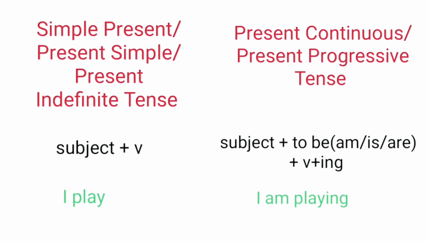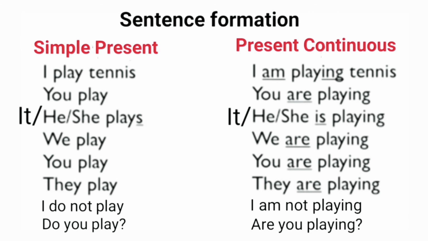So, let's begin. The structure of simple present or present simple or present indefinite tense is subject plus verb, and an example is I play. While the structure of present continuous or present progressive tense is subject plus verb to be, which is am or is or are, plus verb plus ing, and its example is I am playing. Now, let's compare the sentence formation.